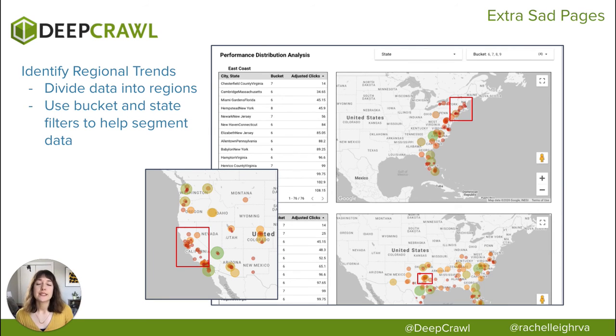I use it to identify regional trends. So I divided the data into regions, and then I used bucket and state filters to identify particular regions of the US that this client was not performing as well in. So you can see the Northeast, the DFW Metroplex, and then California pretty much as a whole were underperforming. So I was able to identify this just by pulling it into Google Data Studio and visualizing it in a way that I couldn't really see in Google Sheets.